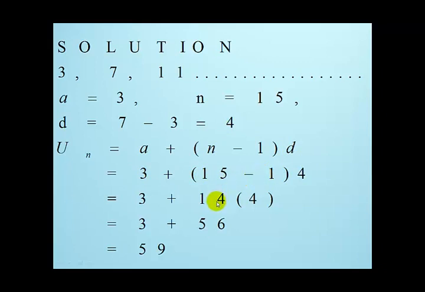Now we have 3 plus 15 minus 1 times 4, and 15 minus 1 equals 14. 14 times 4 will give us 56. So we have 56 plus the first term, that is 3, and 3 plus 56 is equal to 59. This means that the 15th term of the sequence is 59.